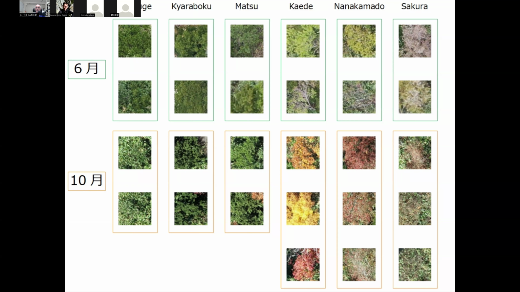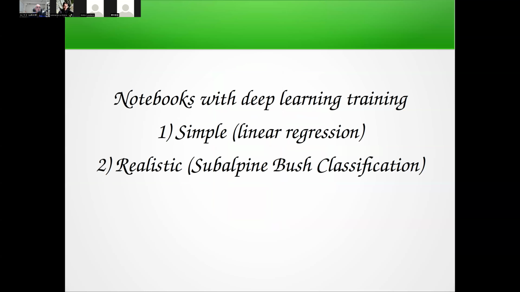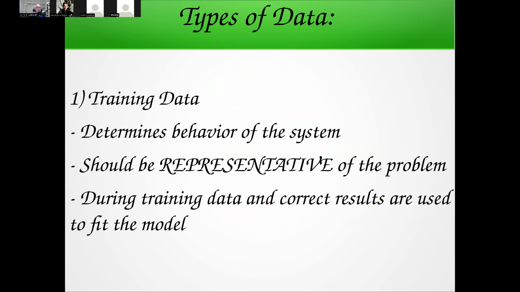This is the data that you have in all of the course notebooks, not the data that you will use for project number 6, but the one that you have in the notebook that I was showing you before. Let's go back to the training, validation, and testing data. The training data determines the behavior of the model. It's the one that's going to basically decide what the model is going to do. And because of that, it should be representative of the problem that we want to solve.